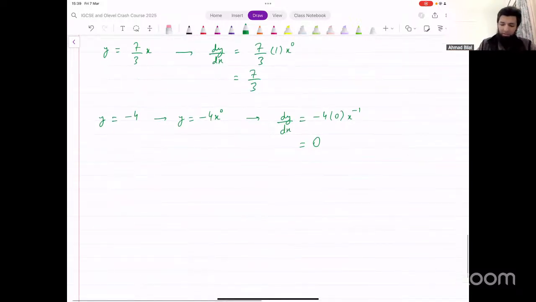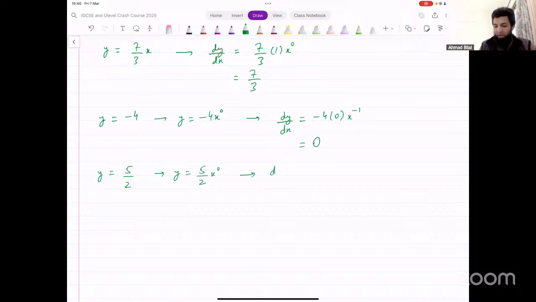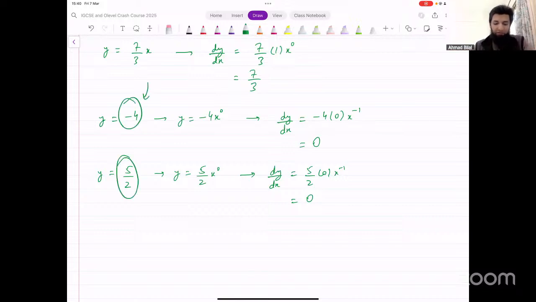Now, is that a coincidence? Is that only for this specific number? Let's try any other random number. Let's say we have y equals 5 over 2. We have this constant. What's the derivative of this going to be? Again, we can think of it like this. We can say this is 5 over 2 x power 0. You apply that rule on this. What do you get from this? 5 over 2 times 0 into x power minus 1. And the result is again 0. And that tells us whenever we have a constant, the derivative of a constant is always 0. Derivative of a constant is always 0.